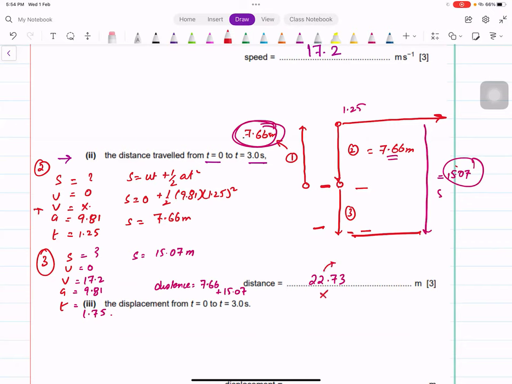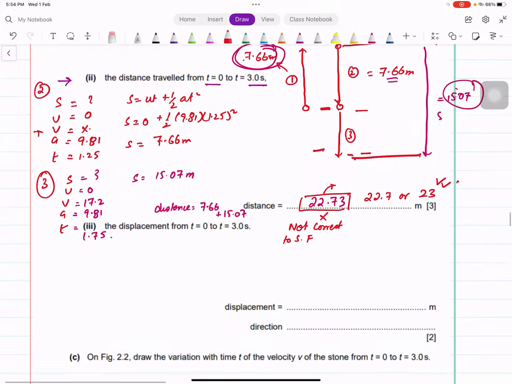You know why? Because it is not correct to significant figures, right? So what should I write here? 22.7, or 23. Either 22.7 or 23. Do you guys understand? These are correct answers. Okay, very good. Now you guys understand.